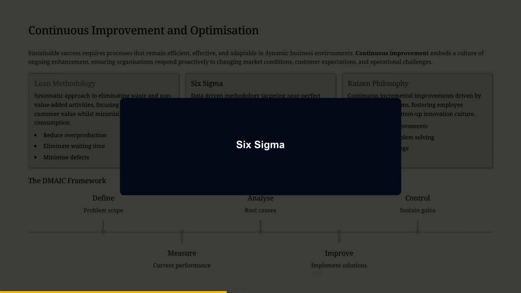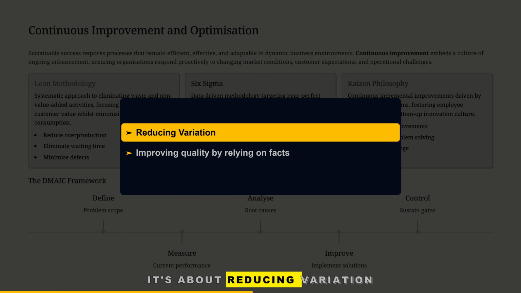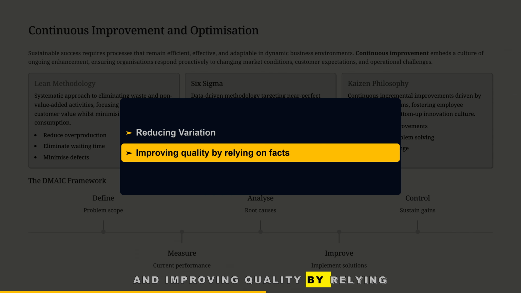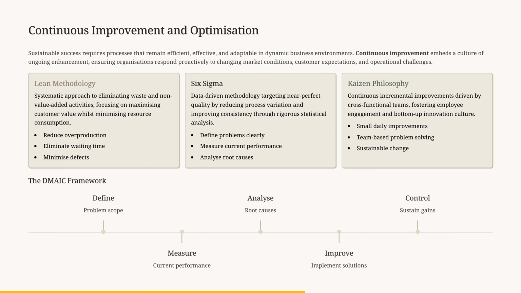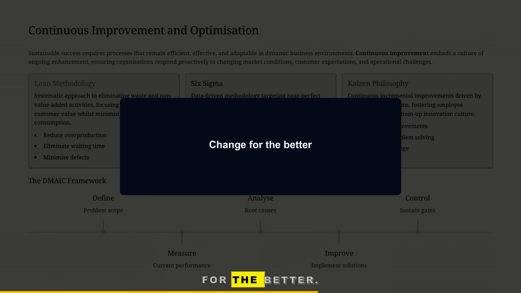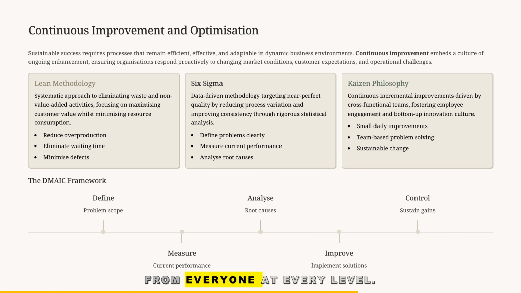Next, Six Sigma. This approach brings precision through data. It's about reducing variation and improving quality by relying on facts, not assumptions. And finally, Kaizen. Kaizen means change for the better. It's a philosophy that encourages small, consistent improvements every day, from everyone, at every level.